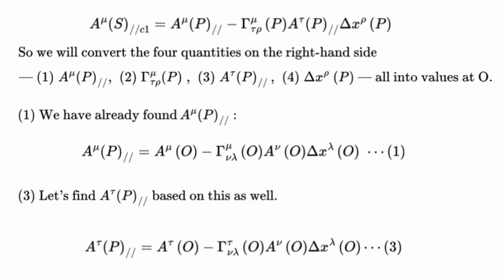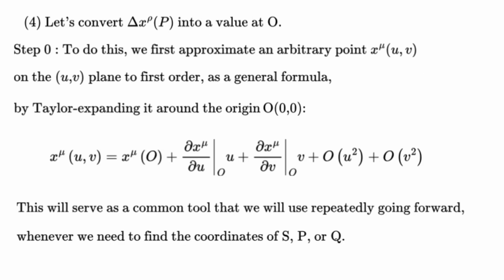So we will convert the four quantities on the right-hand side: 1, a^μ of P parallel, 2, Γ^μ_τρ of P, 3, a^τ of P parallel, 4, δx^ρ of P, all into values at O. 1. We have already found a^μ of P parallel. 3. Let's find a^τ of P parallel, based on this as well. 4. Let's convert δx^ρ of P into a value at O.